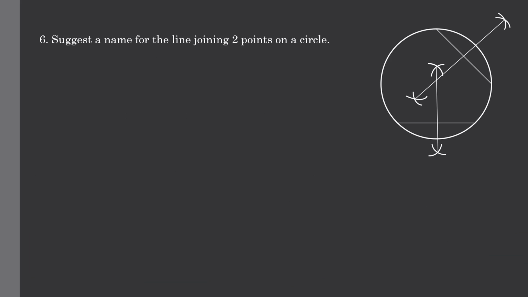Now my question is, can you suggest a name for the line joining 2 points on a circle? From the beginning onwards we were saying that take 2 points on a circle, join it by a line. Can you tell me any other name for this line? Let's call this a chord. So from now onwards, whenever I say a chord, that means a line joining 2 points on a circle.